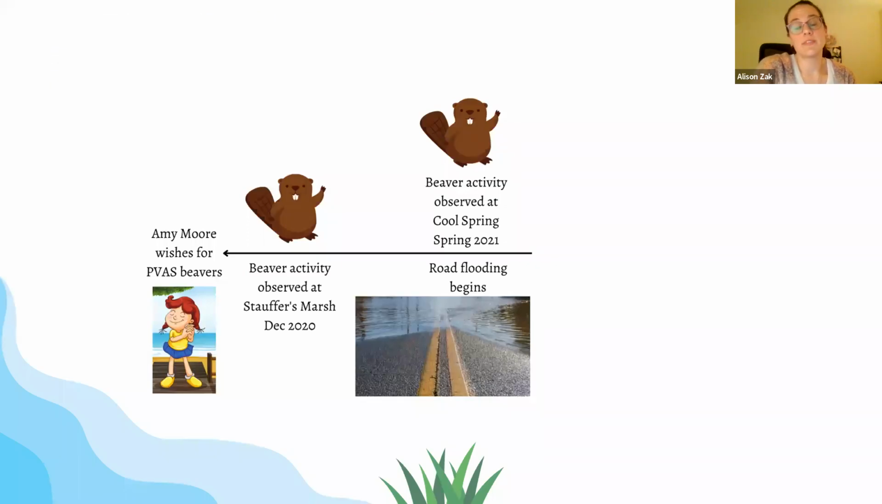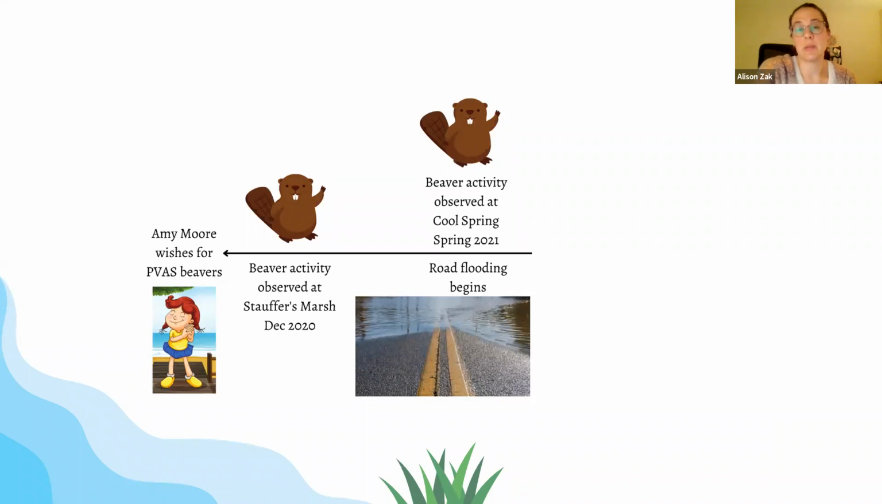And then in spring of 2021, Amy texted me again. I believe she said, Allison, we need to talk. And I was very scared and I thought she was going to break up with me. But then she said, there's beavers at Cool Spring. And that was even more exciting. And the less exciting part of that was that they almost immediately began to dam up the culverts that run under Lloyd Road, and there was flooding on the road.